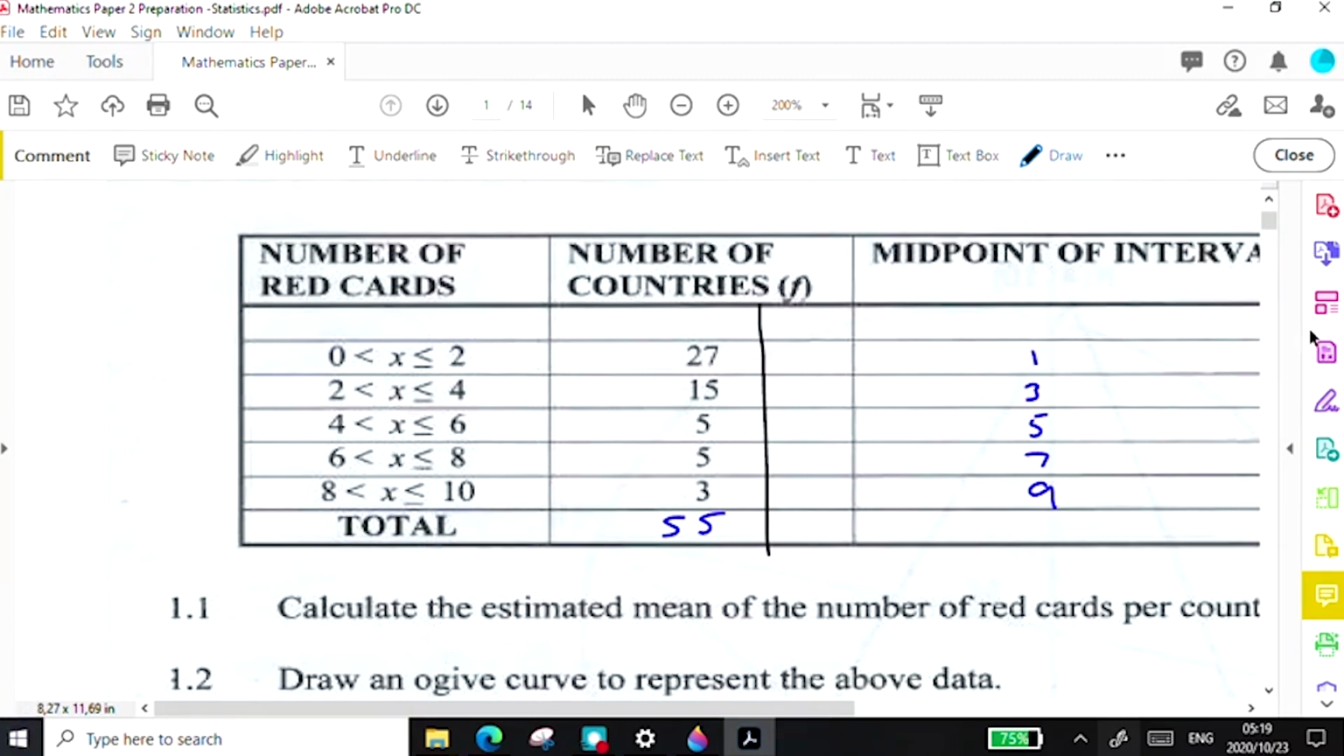all we need to do is take the first value and write it on the right hand side. So our first value is equal to 27. And we want to add 27 to the next value, which is 15, the value between 2 and 4. The number of red cards between 2 and 4 is 15, so we add 27 and 15. We get 42.